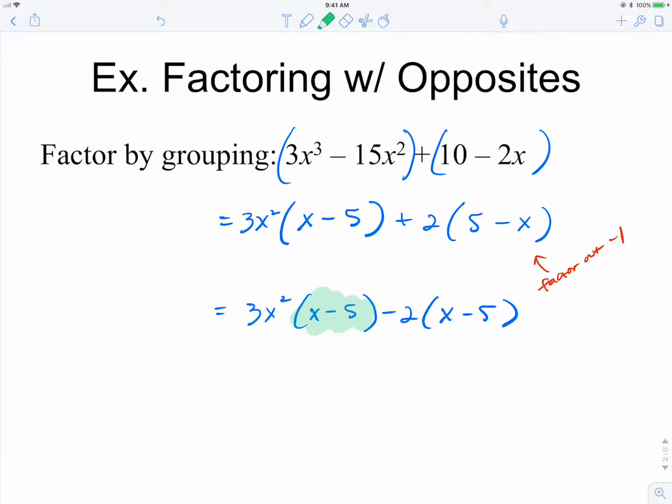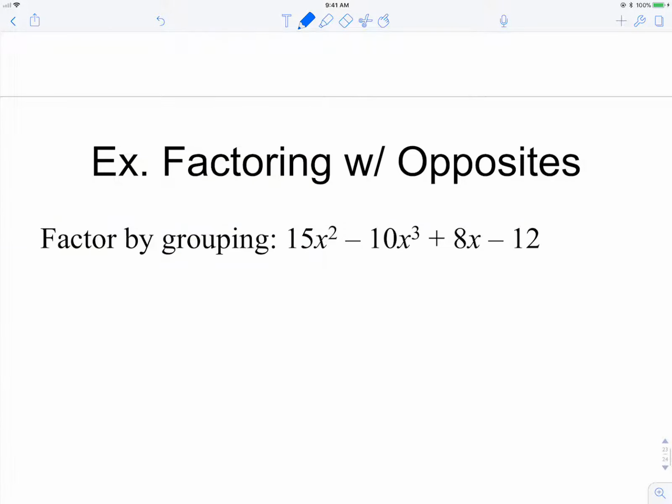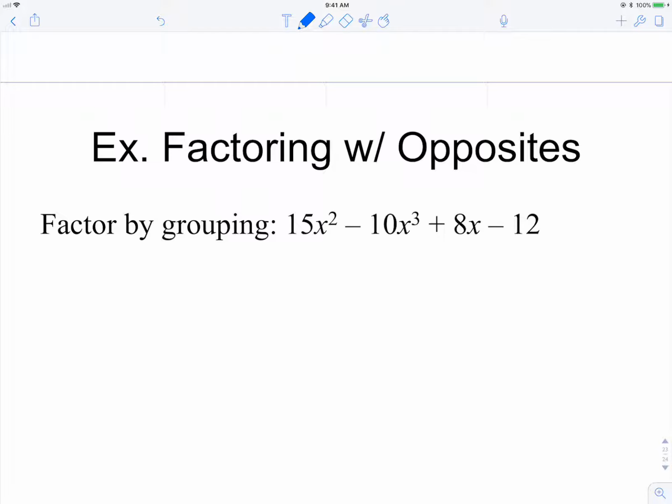And then now we have our common binomial factor. We can factor out the x minus 5. Okay, last one. So again, addition is happening between the two middle terms, so go straight to grouping. The GCF of that first grouping is 5x squared. The GCF of the second grouping is 4.